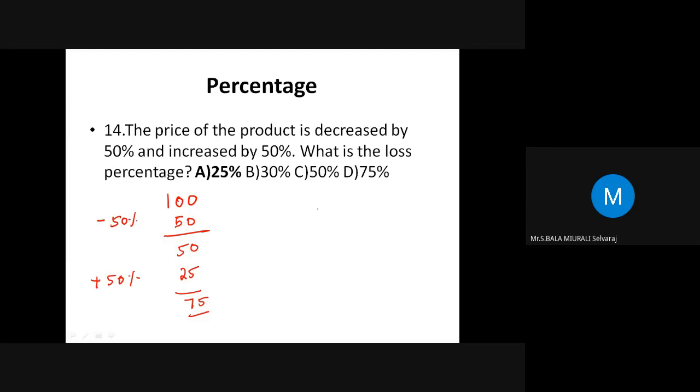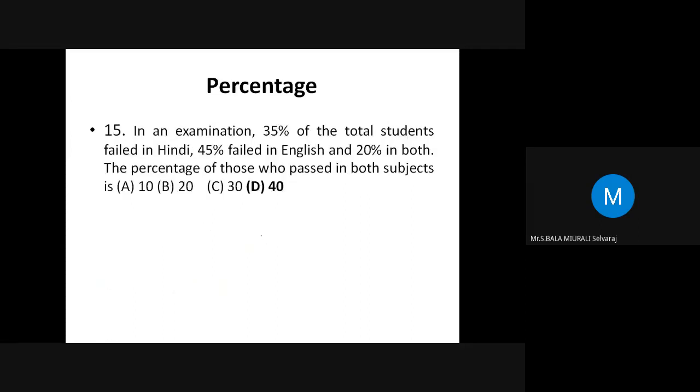Again, increase or decrease formula. You don't need to put the formula. You can directly say that 100 to 75 rupees means 25% loss. Got it? Yes, sir. For this, you should not use the formula because they're not asking increase or decrease. They're asking the loss. Understood? This one is also pretty easy.